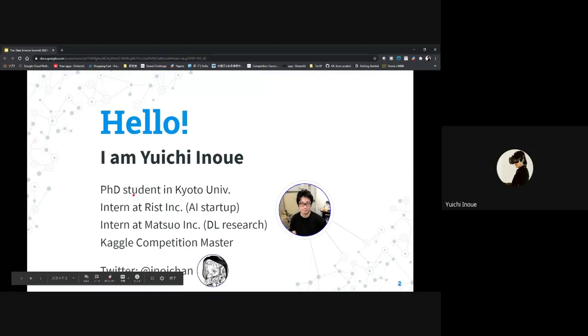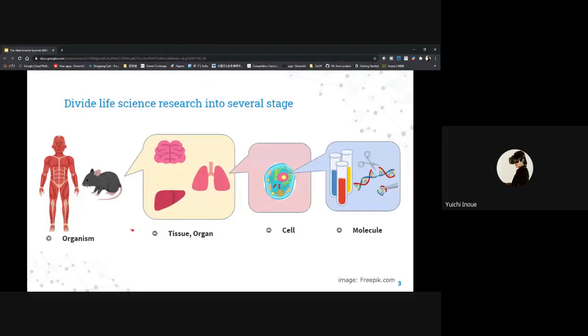Based on my research internship and Kaggle experience, I would like to talk about how data science is being used and what is interesting about it. First, I would like to divide life science research into 4 stages and explain them.